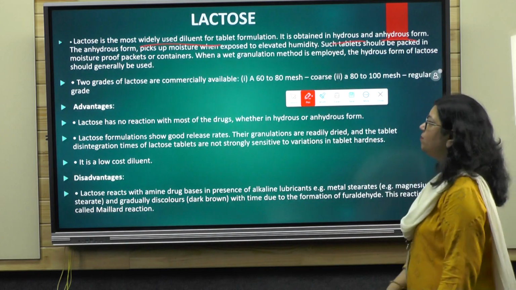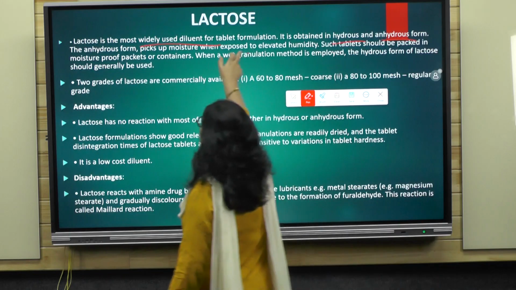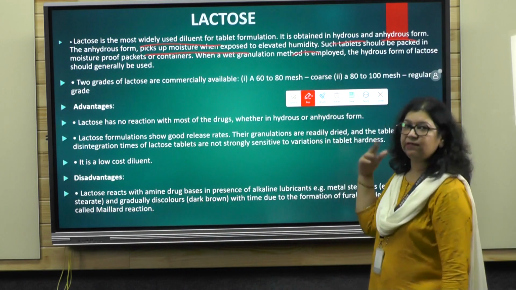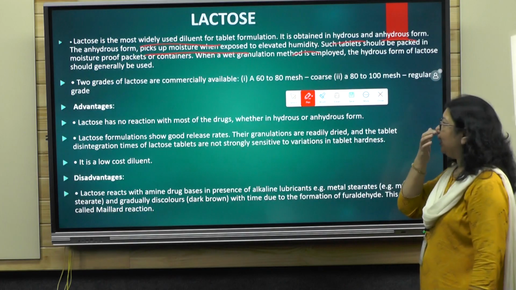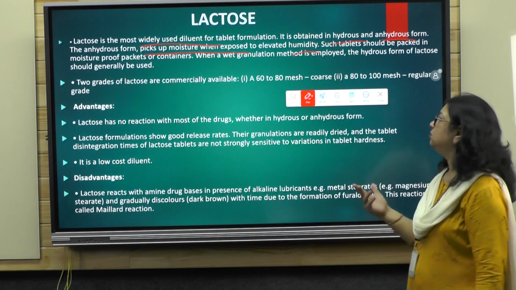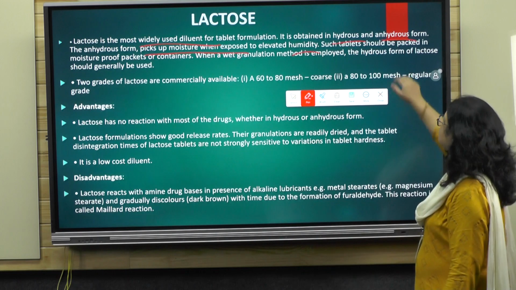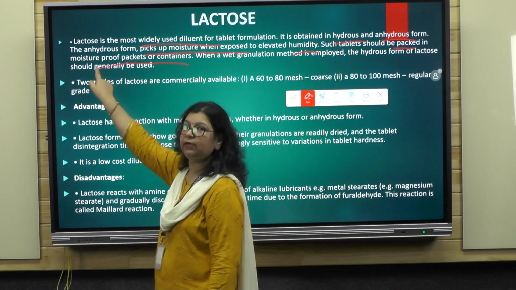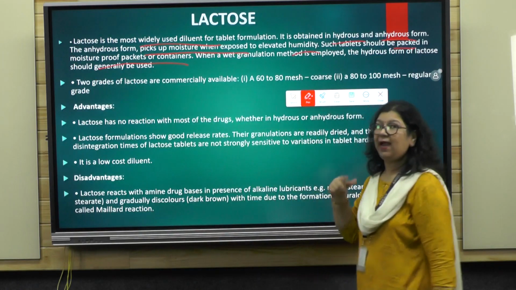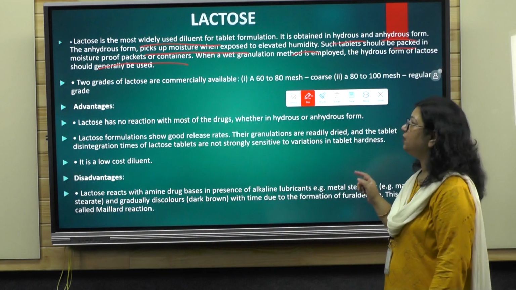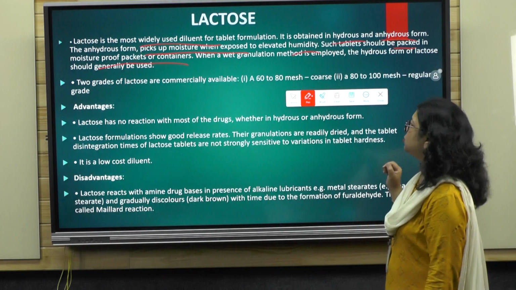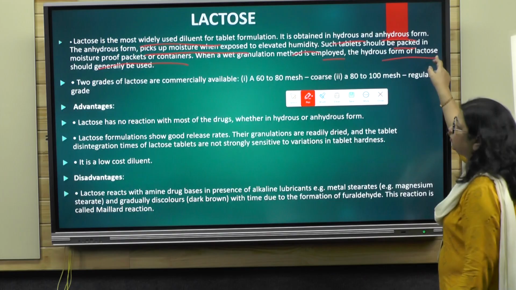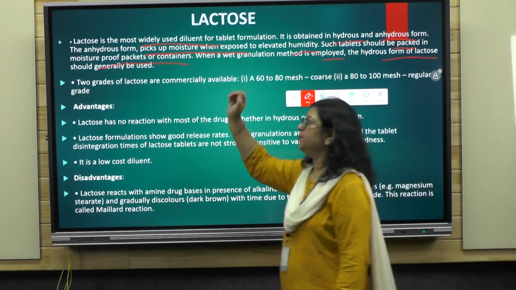The anhydrous form picks up moisture when exposed to elevated humidity, because it is anhydrous in nature. It will pick up water very frequently, and such tablets should be packed in moisture proof packets or containers. So we have to take care about the packaging when we are using anhydrous lactose. When a wet granulation method is employed, the hydrous form of lactose should generally be used.